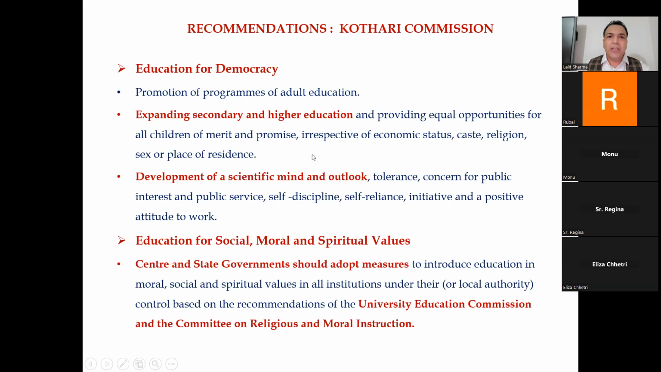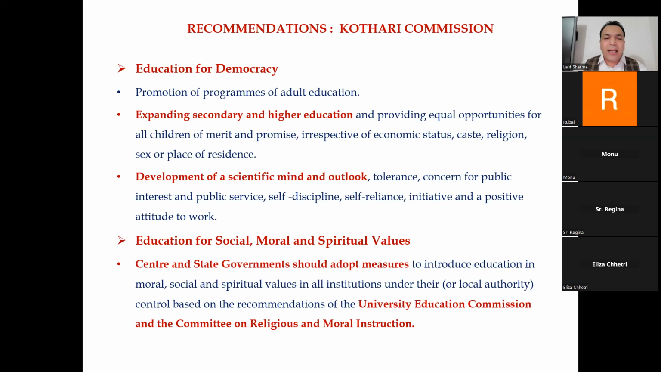Okay, next recommendation, education for democracy, promoting programs of adult education, right? Because many students at that time were dropping out because of poverty and other reasons. You know the mentality of poor persons: they think their children should also do the work. When they go to the education system, they are getting nothing, right? In the slum areas, many children are earning money at the age of 8, 10, 12, 14, 15, and they drop out from school and become adults. So the adult education program started.